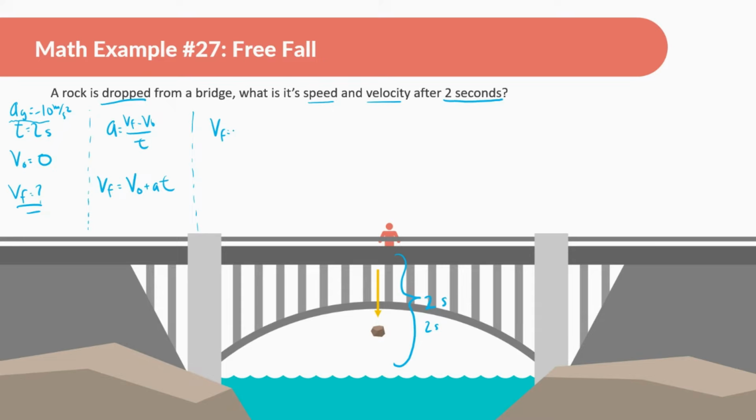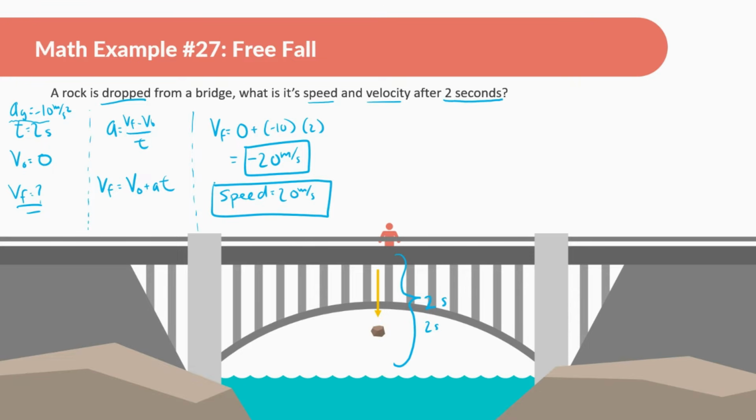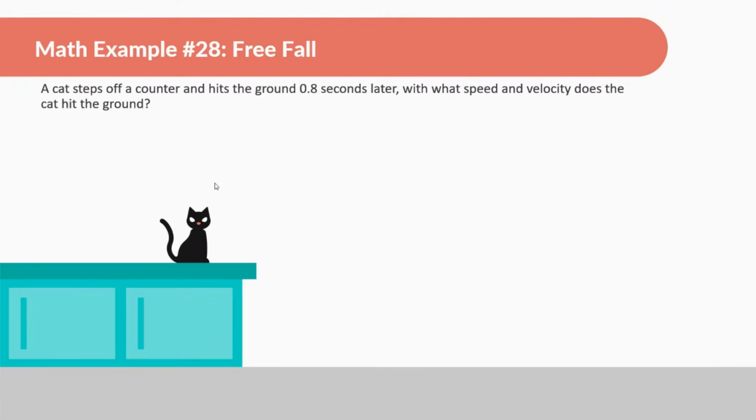v final is equal to v initial, which is 0, plus acceleration, which is negative 10, times time, which is 2. And we should get negative 20 meters per second. So that's the final velocity. The speed is going to be equal to 20 meters per second, because remember, speed does not care about direction, it just cares about the magnitude. Hope that makes sense. We'll be doing a lot of problems, so it'll make sense over time, I believe.